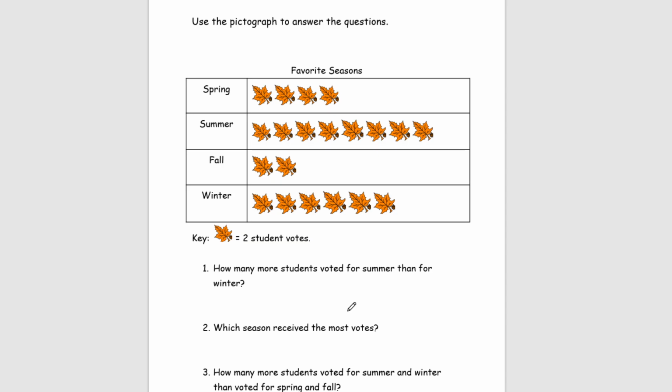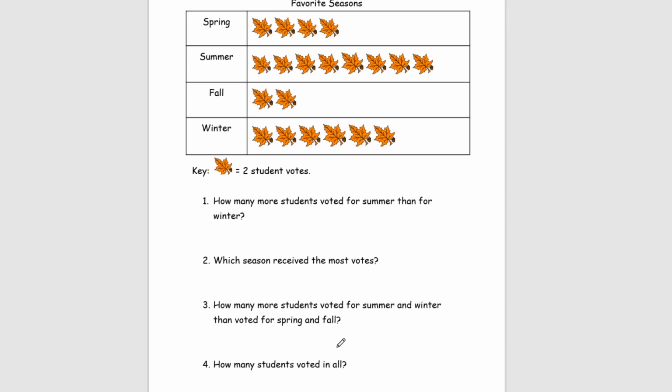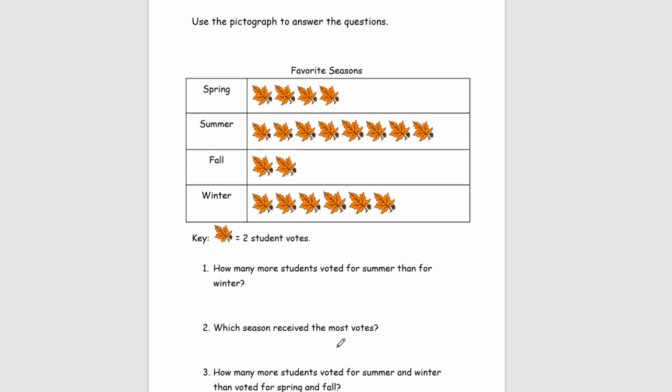For this next one, we're using a pictograph to answer the questions. This is corresponding to the favorite seasons according to the students. Number one asks, how many more students voted for summer than for winter? We know that each leaf right here means two. So for summer, we have 1, 2, 3, 4, 5, 6, 7, 8 leaves. So that's going to be 8 times 2. It equals 16. And it asks how many more voted for summer than winter.